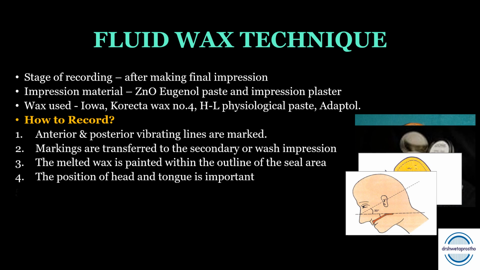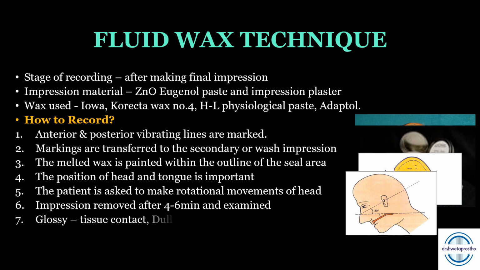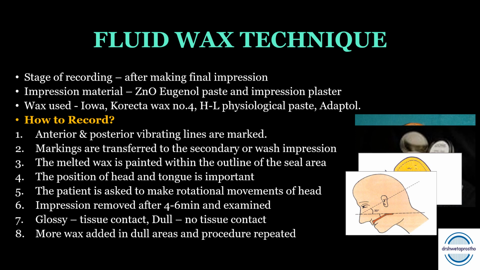While maintaining the head and tongue position, the patient is asked to periodically rotate the head. This will record the functional movements of the palate. Now the impression is removed after 4 to 6 minutes and examined. Areas which are glossy show tissue contact. Areas which are dull show that they have not come in contact with the tissues. So to the dull areas, more wax is added and the procedure is repeated. The impression is refined again till the feather edge margins are produced in the anterior and the posterior vibrating line areas.